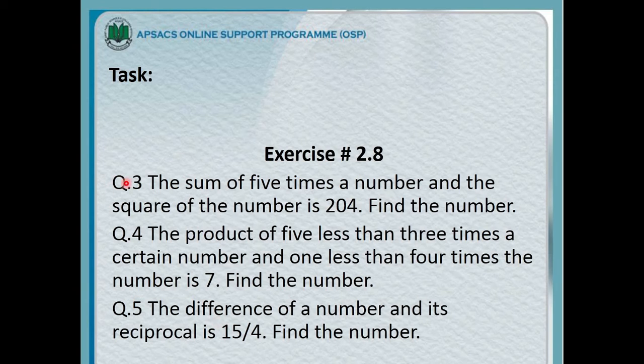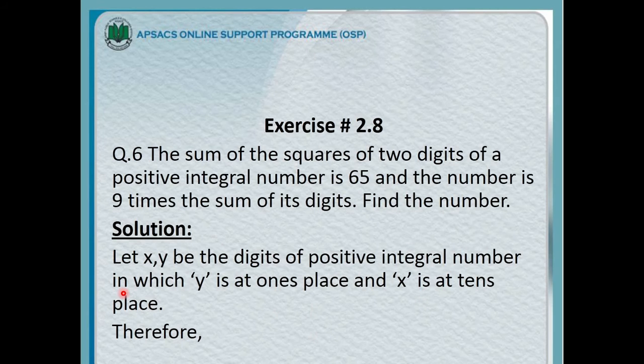Now students, you have to solve question number 3, question number 4 and question number 5 of exercise 2.8. Now I am going to explain question number 6 of exercise 2.8, in which the sum of the squares of two digits of a positive integral number is 65 and the number is 9 times the sum of its digits. We have to find out the number.